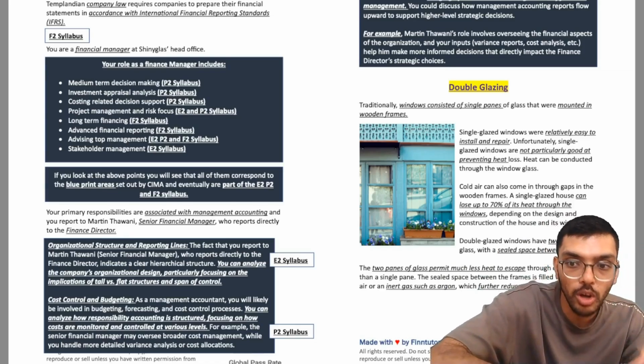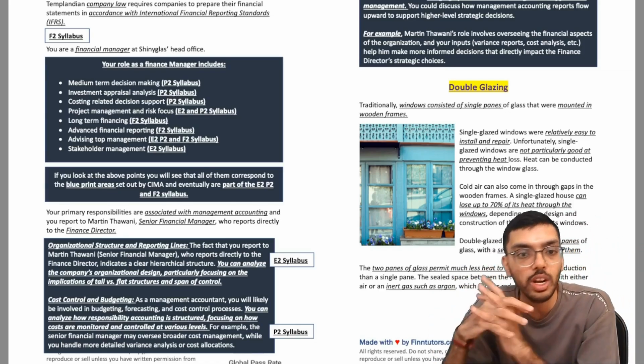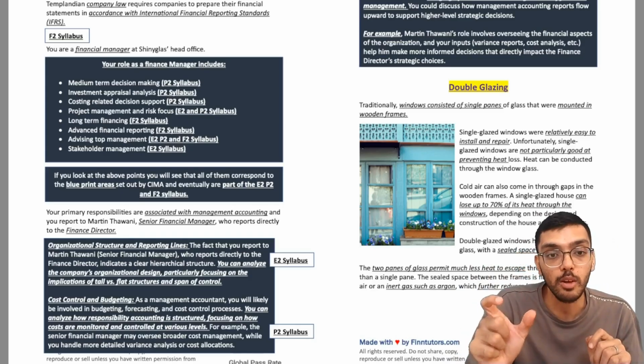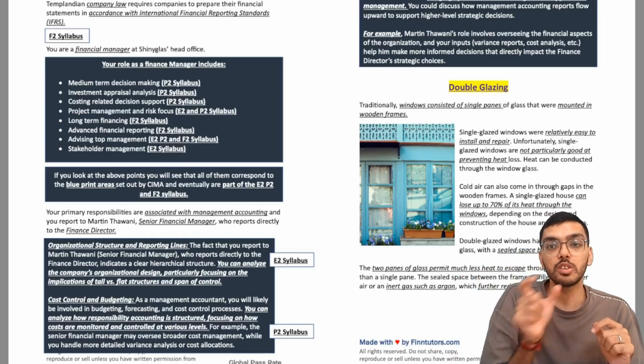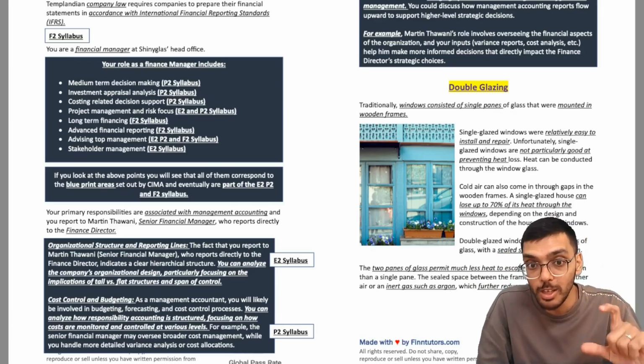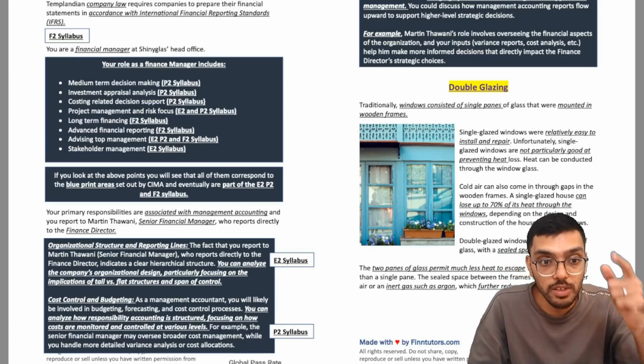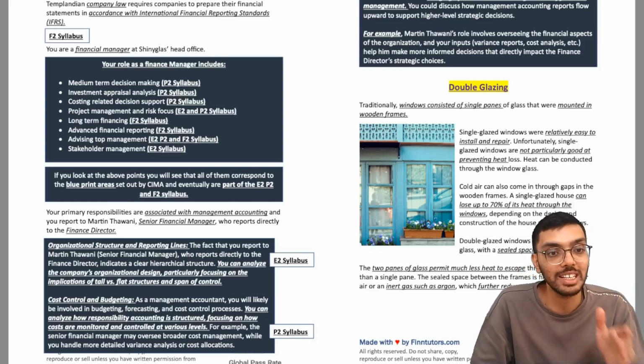Is it a tall organization? Is it a flat organization? The span of control. This we will keep in mind, and I'm giving you this syllabus area to revise from E2 straight away right now itself.